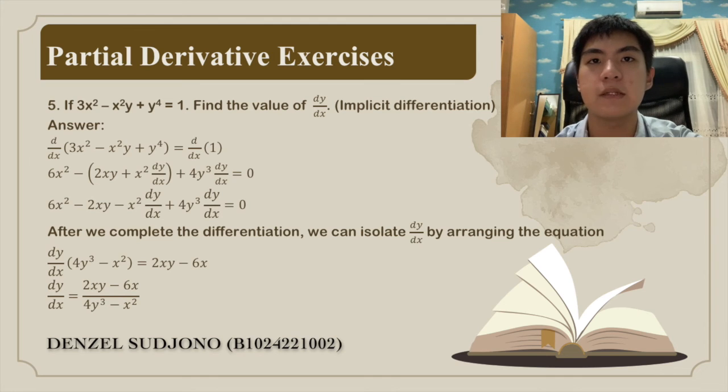After we complete the differentiation, we can isolate dy per dx by arranging the equation. dy per dx times 4y to the power of 3 minus x to the power of 2 equals 2xy minus 6x. dy per dx equals 2xy minus 6x per 4y to the power of 3 minus x to the power of 2.